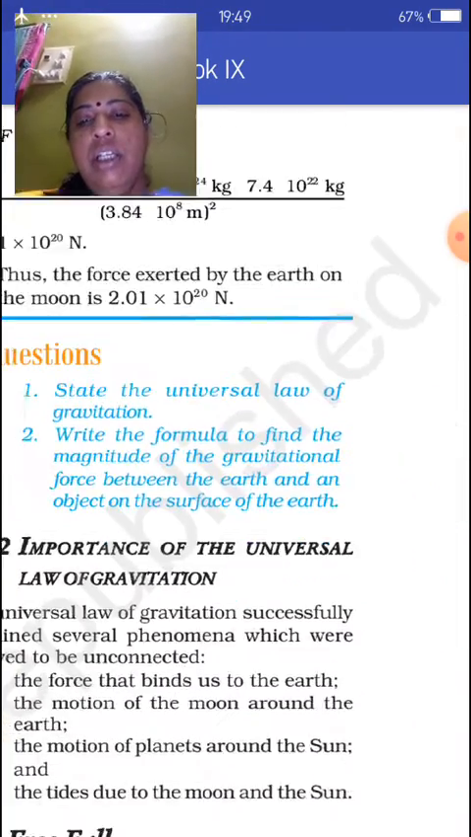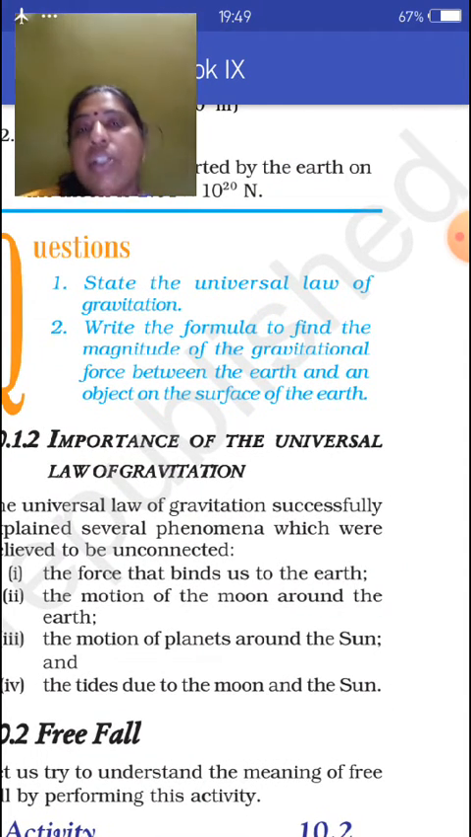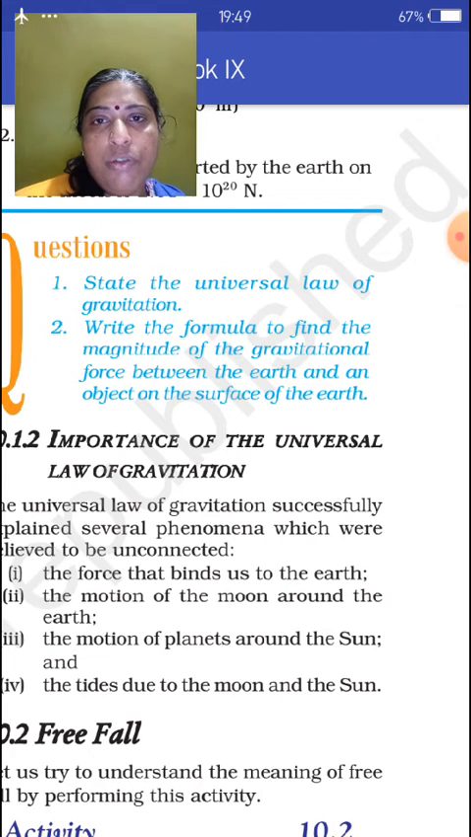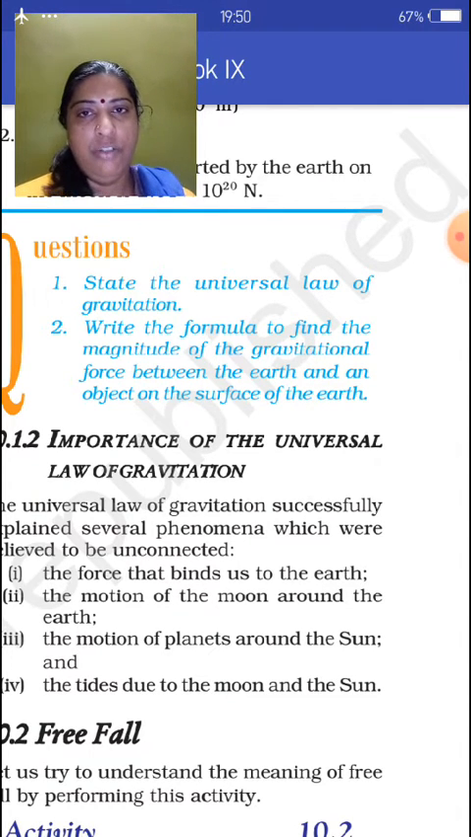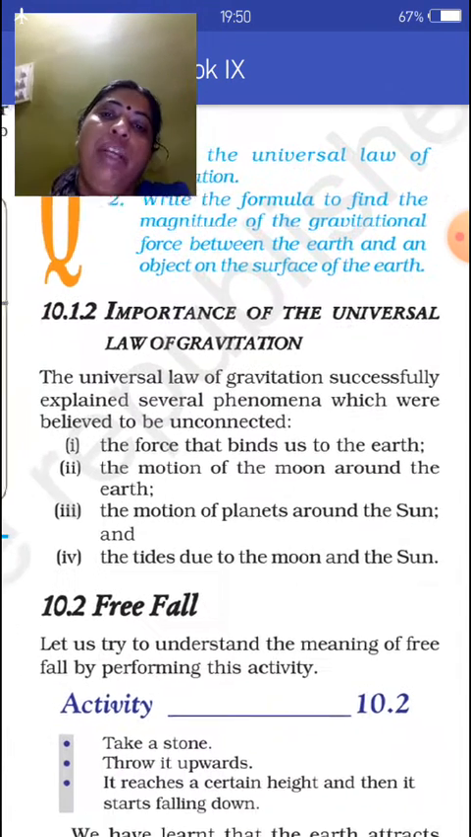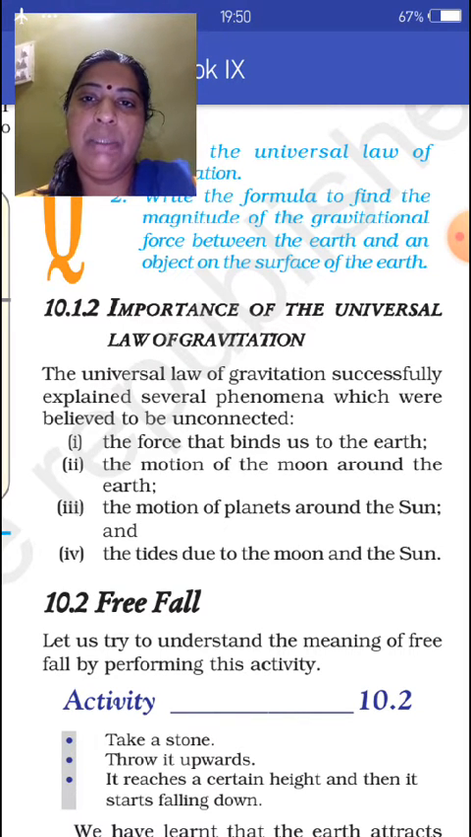Okay, here again there are in-built questions. First question is this: state the universal law of gravitation. Second question: write the formula to find the magnitude of the gravitational force between the earth and an object on the surface of the earth. The answers to these in-built questions, as I told you earlier, you can find in the paragraph before them.